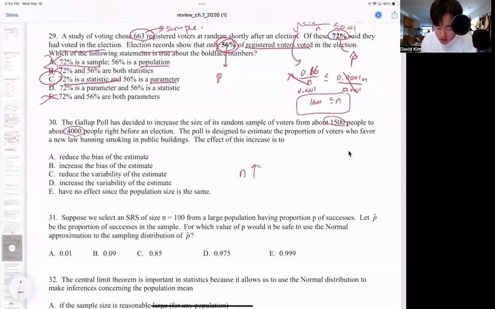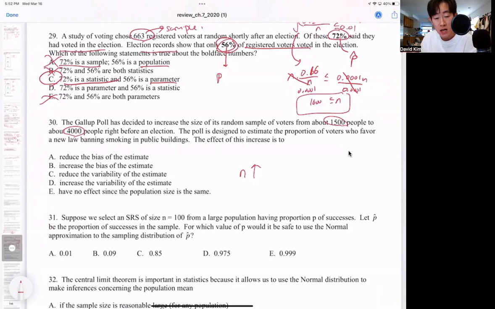31, suppose we select an SRS with n equal to 100 from a large population, and p hat is the proportion of successes in the sample. For which value of p would it be safe to use the normal approximation? So that means we are using np is greater than or equal to 10, and n times 1 minus p is greater than or equal to 10. Now, because we have a sample size of 100, imagine what's going to happen if you multiply answer choices A and B by 100.